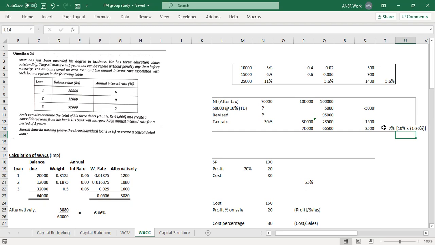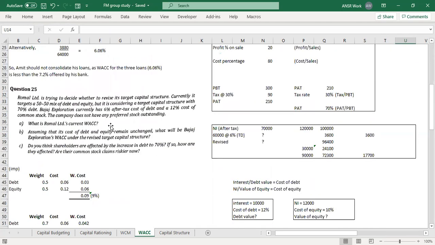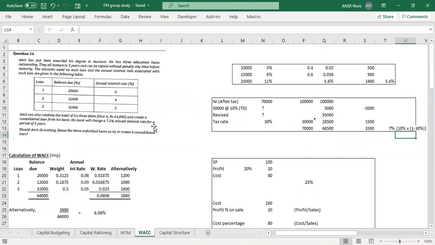Now that we know the terminology also, I'll show you one portion of a question. Can you look at this line? Bajaj Exploration currently has 6% after tax cost of debt. Are you able to understand what it is saying by mentioning that word after tax? That means that is the effective rate that you have to consider. However, if in a question the before tax rate is given, what should you do? You should convert that to after tax, because the effective rate is the after tax one. That should be considered always.